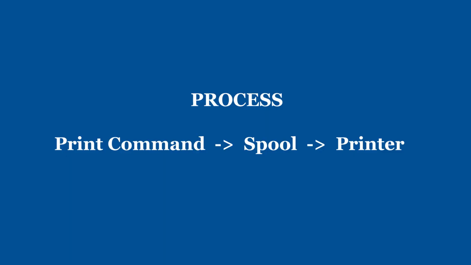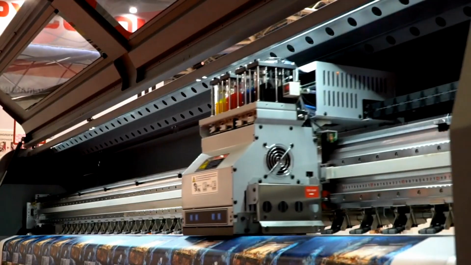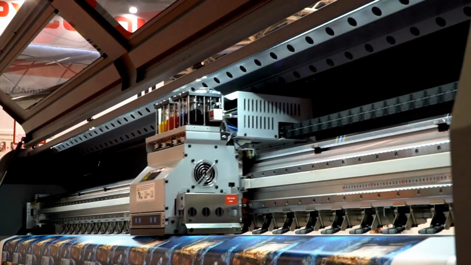How it works. When a user sends a print command, the job is not sent directly to the printer. Instead, it is stored in a spool queue on the disk. If multiple jobs are sent, they are lined up in the queue. The printer then takes one job at a time and processes it. This allows the user to continue working without waiting for printing to finish.